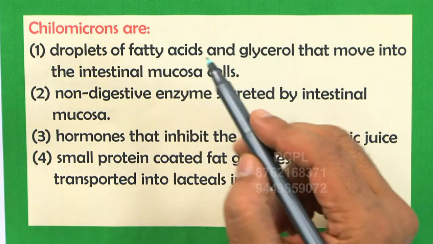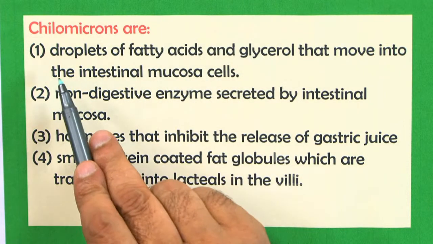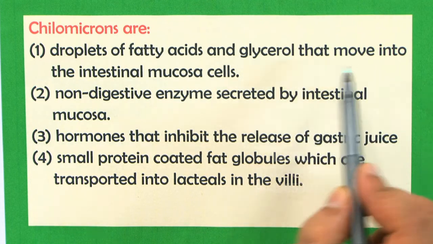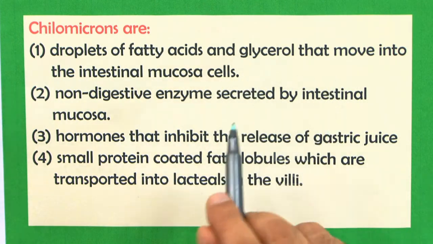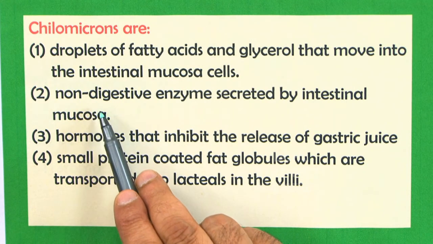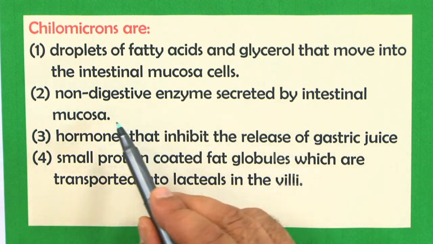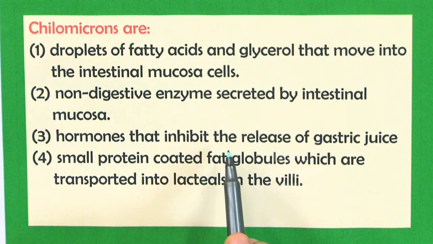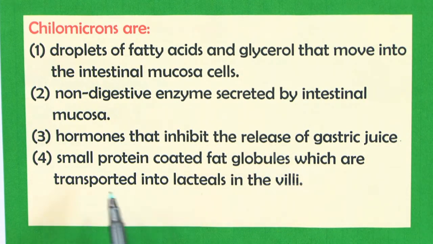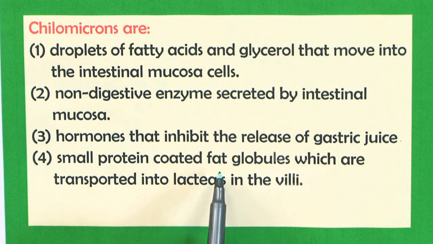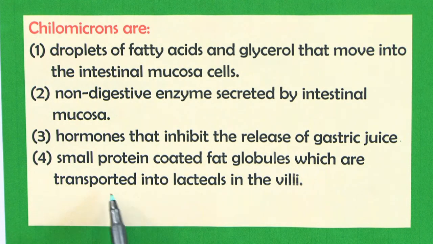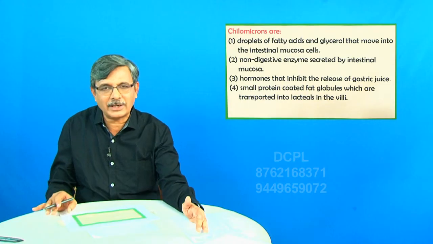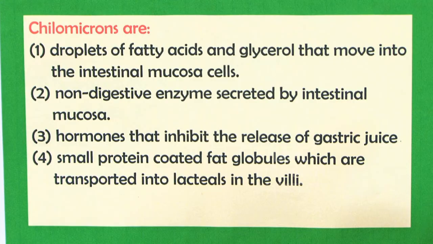The question is, chylomicrons are: option 1, droplets of fatty acid and glycerol that move into the intestinal mucosa cells. Option 2, non-digestive enzyme secreted by intestinal mucosa. Option 3, hormones that inhibit the release of gastric juice. Option 4, small protein coated fat globules which are transported into lacteals in the villi. Very interesting options are there. Let me look into the first option.